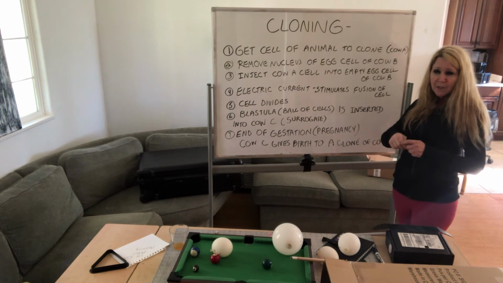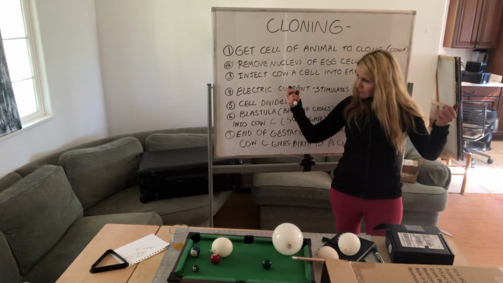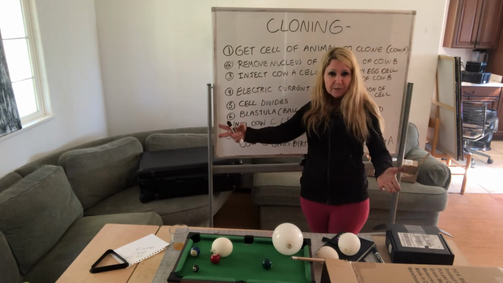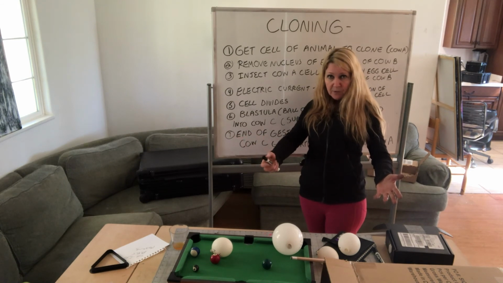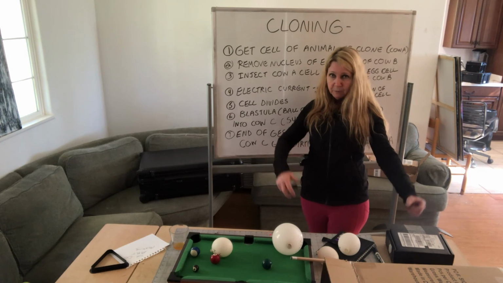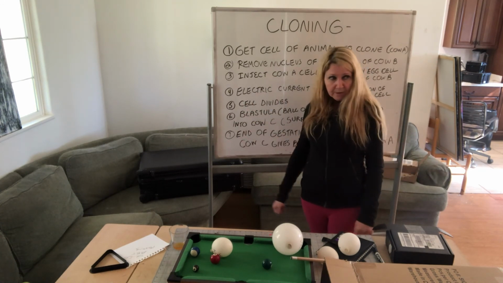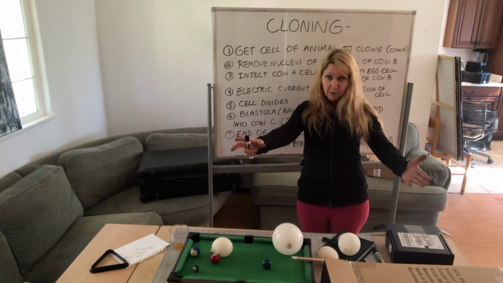But cloning has to start off as one cell. So things can't be cloned and be the adult version immediately. They start off as a cell. They have to go through that process of cell division, go through the embryonic stages, and then be born. You can't clone an adult and have it be an adult right away.